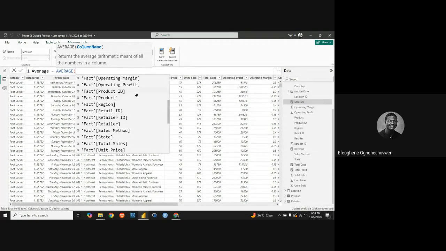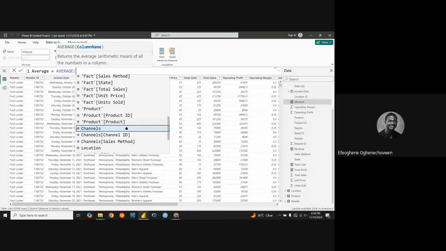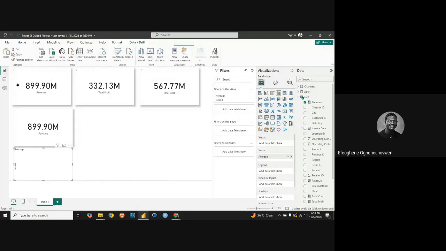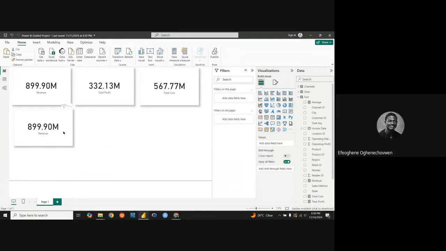So we use the function average, and we'll go to all our unit price facts. Average unit price. So I'll check this off and bring our unit price. We can put this in the field here directly.